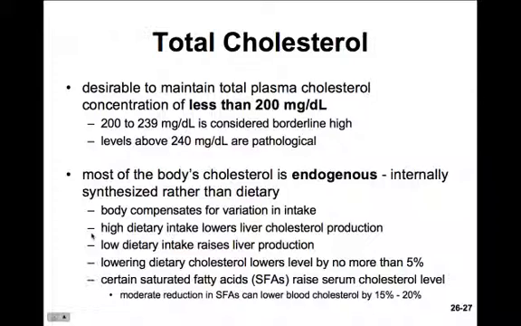Certain saturated fatty acids are going to raise serum cholesterol level. So, modification in saturated fatty acids can lower the cholesterol by 15 or 20%. So what we mean here is by taking in less saturated fats, we're much more likely to lower cholesterol than decreasing the consumption of cholesterol itself.